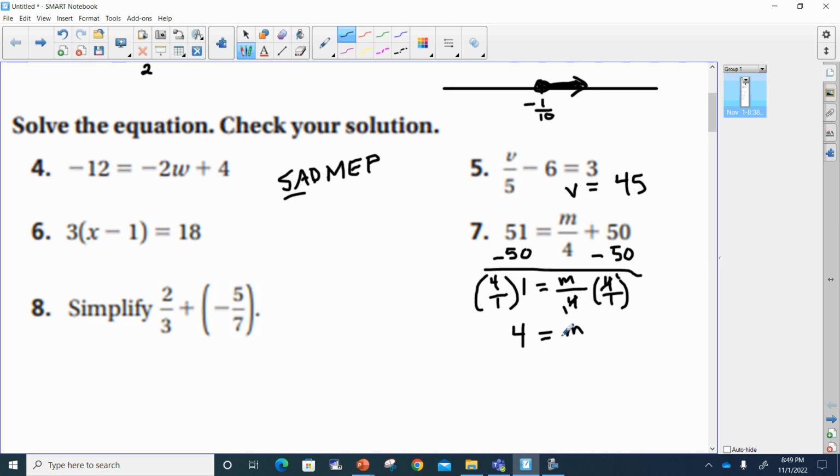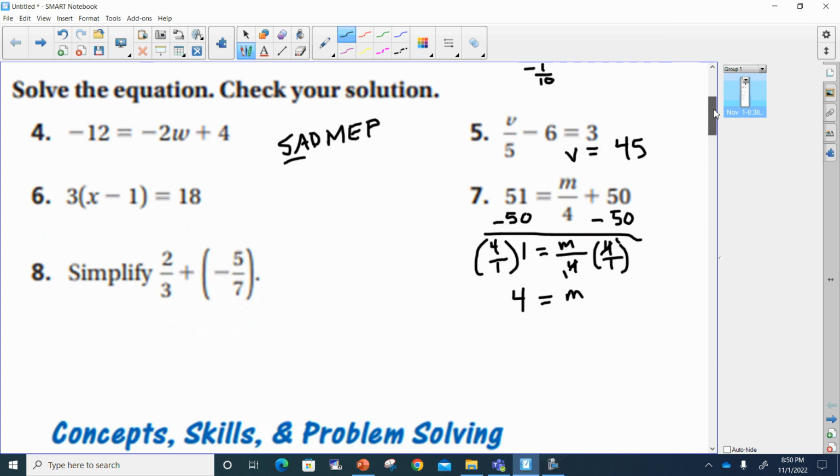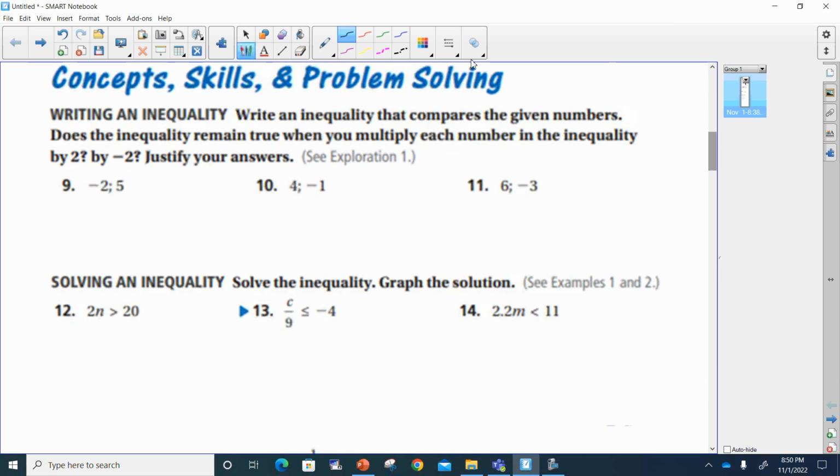So for number 7, 4 equals m. All right, let's mosey on down to number 9 now. Number 9 says, writing an inequality. Write an inequality that compares the given numbers.